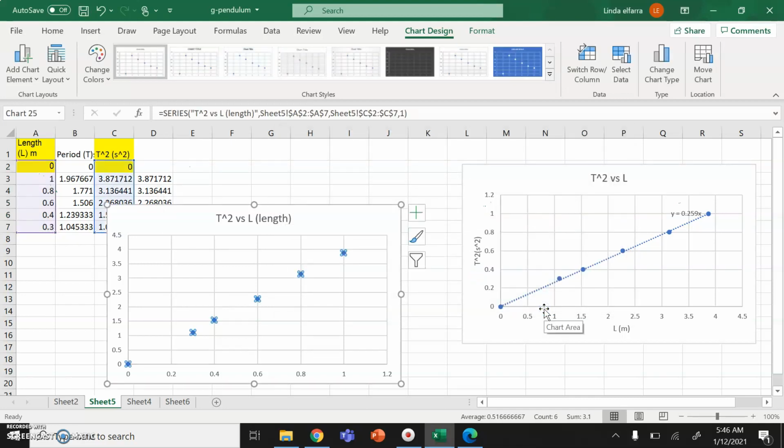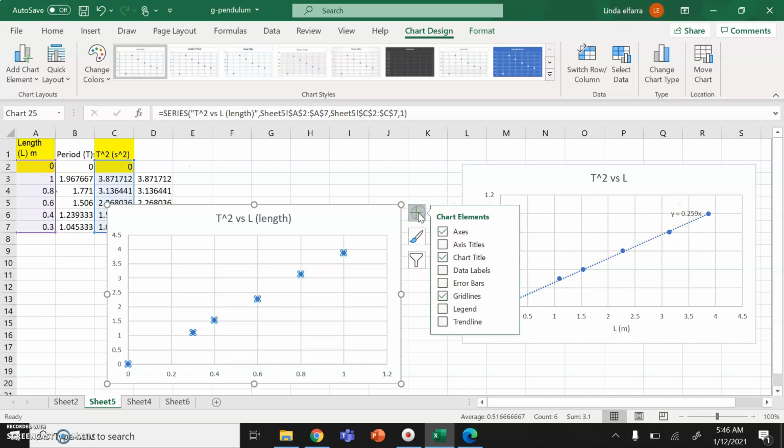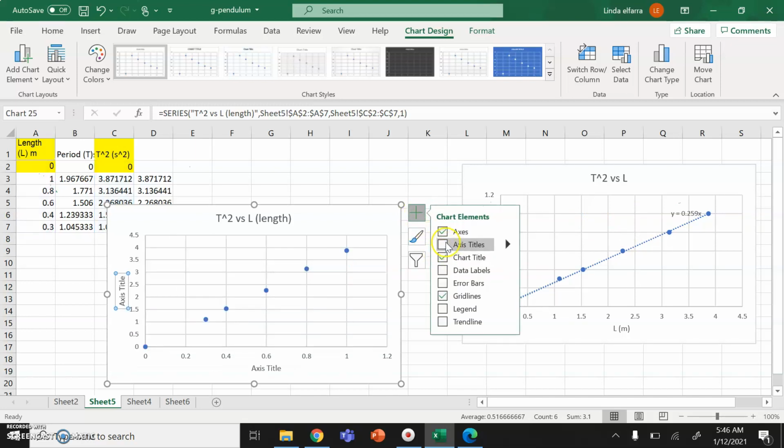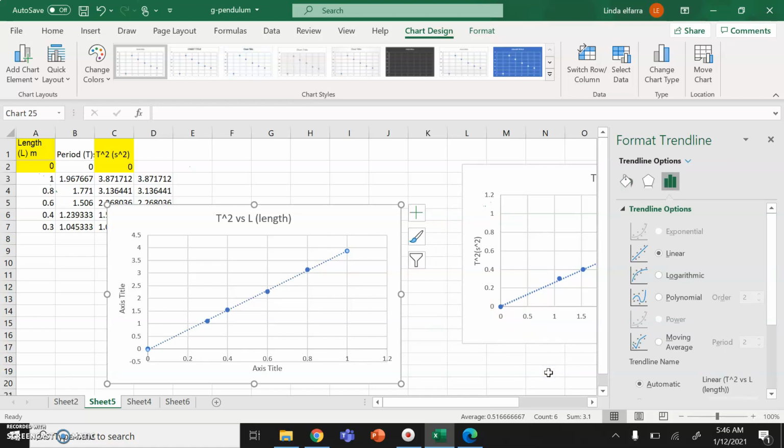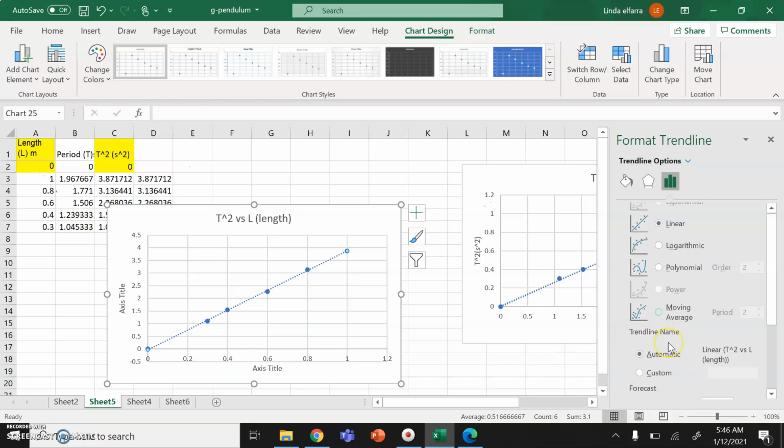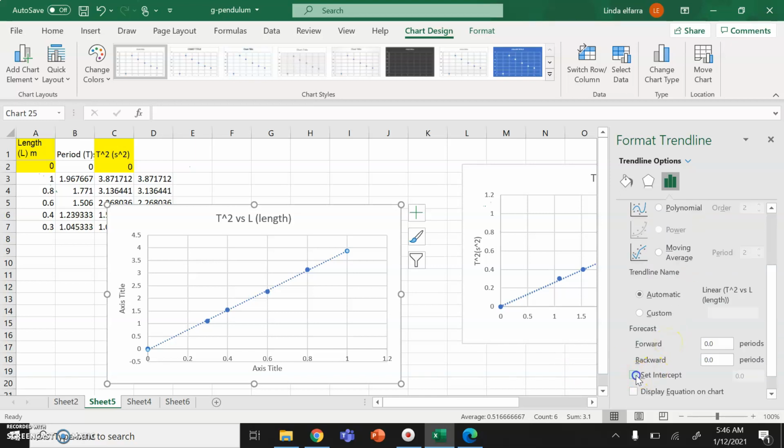Okay, I need the graph to be like that. So you see this plus sign, hit the plus sign, give me the axes of the graph, and show me the trend line. The trend line means the equation. Here you see this arrow, hit that arrow, more options. You will have a menu here to the right, linear. I need the graph to be linear. Set the intercept at 0 to start from 0. Display the equation on the graph, and I'll have the equation on the graph.